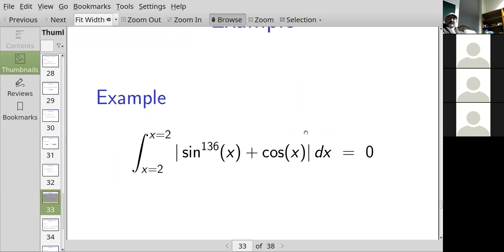Okay, so here's this horrible integrand. I wouldn't actually know how to evaluate the integral using rectangles, except it's over a 0 length interval. The interval is going from x equals 2 to x equals 2, and so I don't actually have to do any work. I know that that's equal to 0.